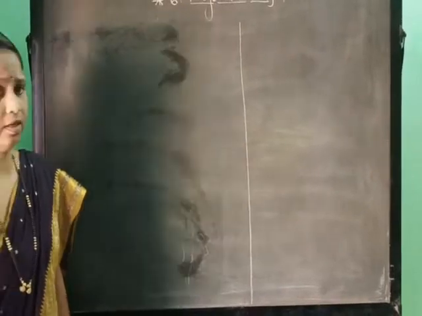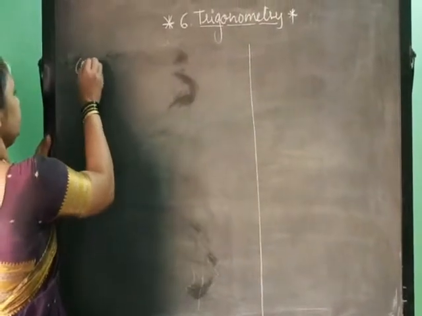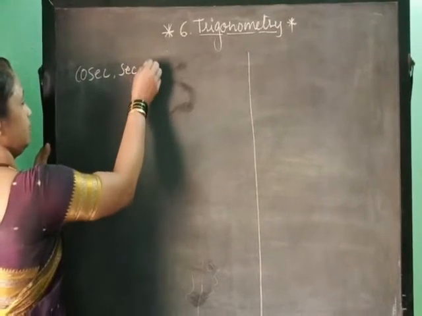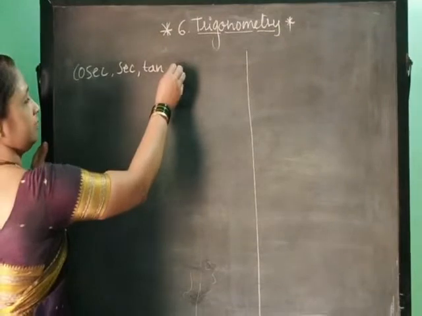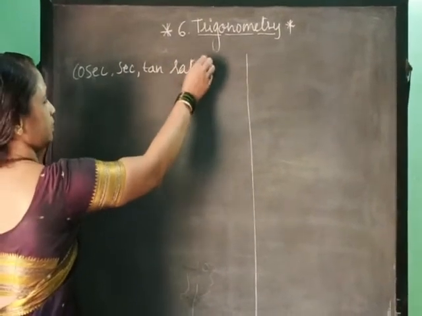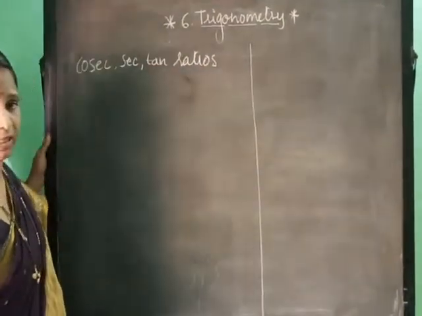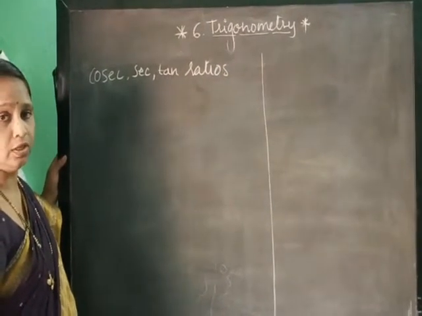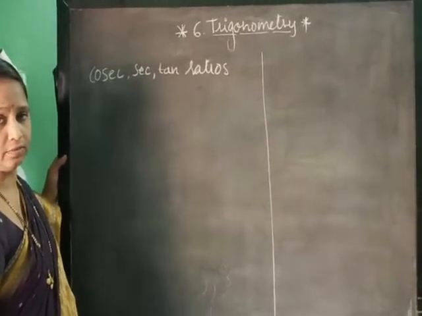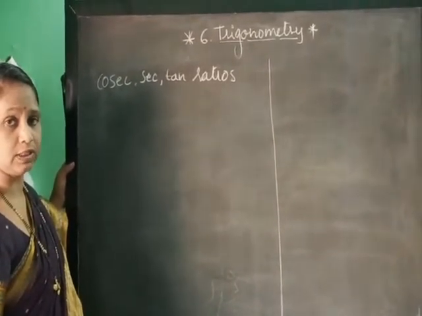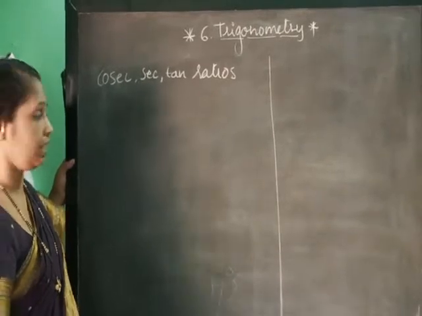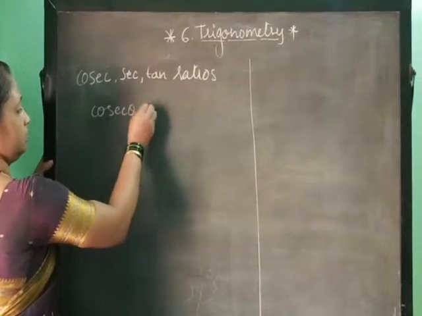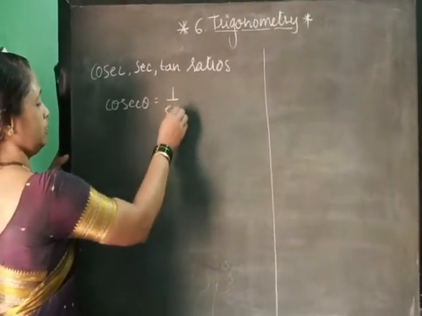Let's learn about cosec, sec, cot ratios. The multiplicative inverse or the reciprocal of sine ratio is called cosecant ratio. It is written as cosec theta is equal to 1 upon sine theta.